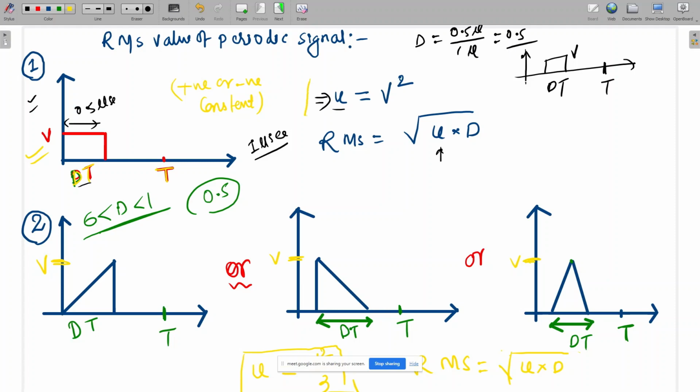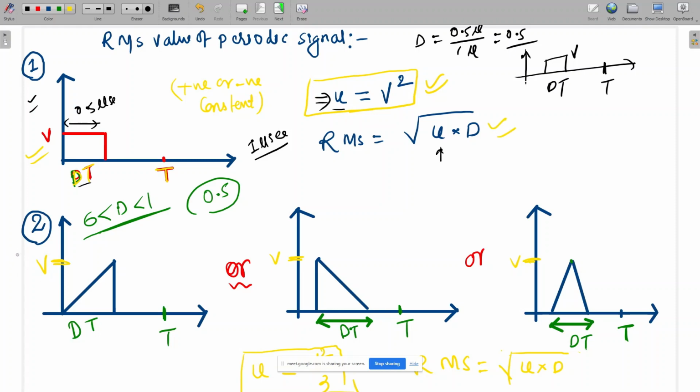So for this type of pulse, I am defining U for different types of functions. For this type of constant value, U will be V square. This you have to memorize. You can note this down, otherwise I will share the PDF also. Now you can take a screenshot because you have to solve some questions. This formula you have to use next.